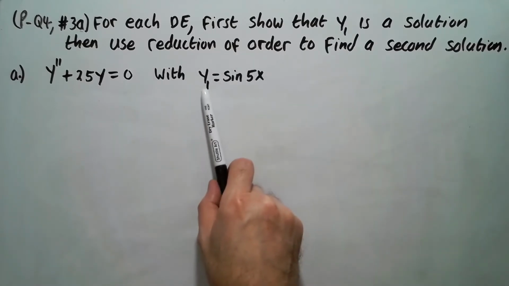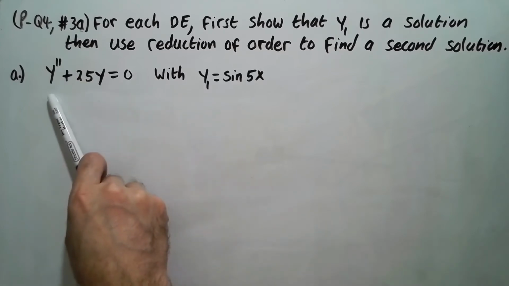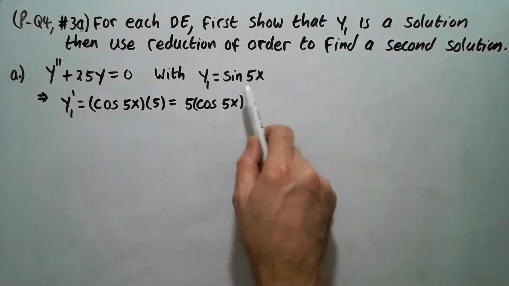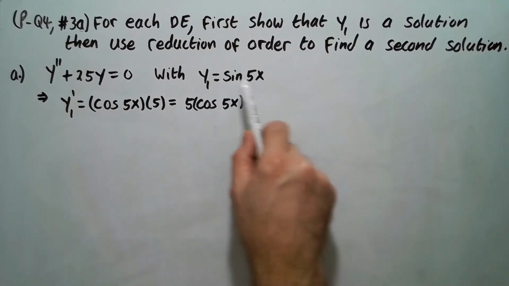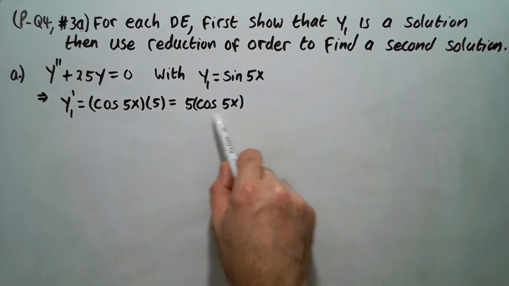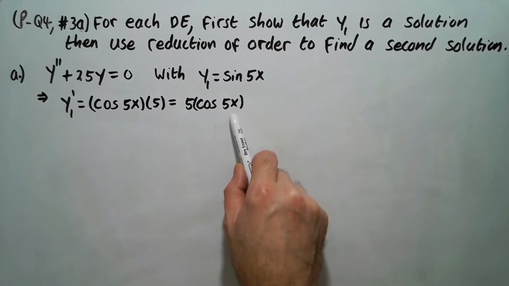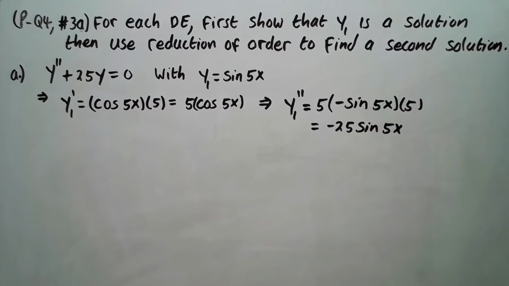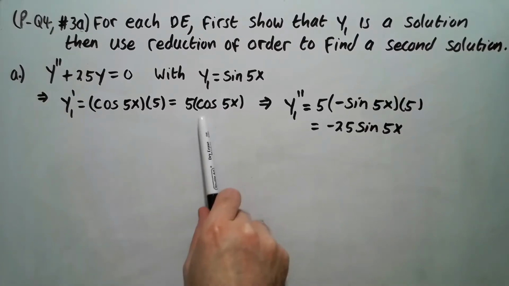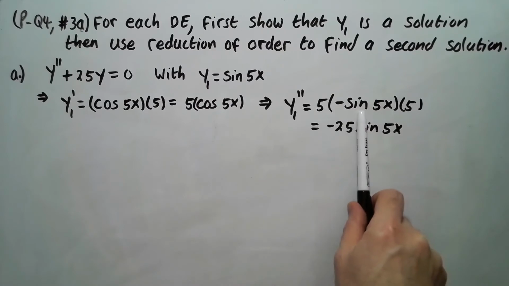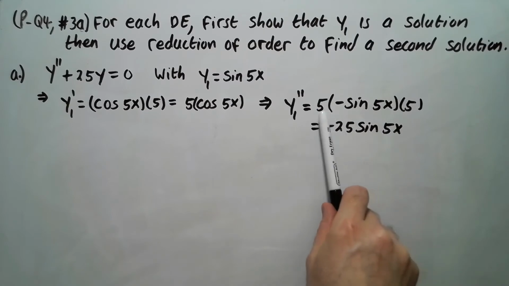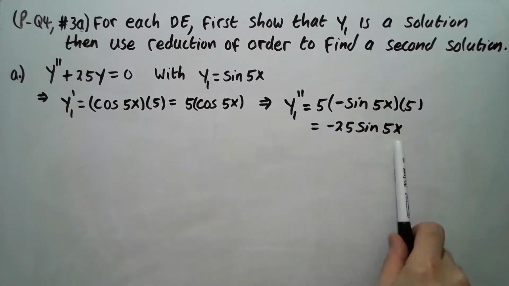So to show y1 is a solution, let's first look at the first derivative of y1. So y1 prime then, derivative of sine is cosine, then the derivative of 5x would be 5. So it's going to be 5 cosine of 5x. Let's next find the second derivative. So it'll be derivative of cosine, which is negative sine, times derivative of the inside, which is 5, and there's 5 still in front here. It'll be 5 times negative times 5, so it'll be negative 25 in front, sine of 5x.